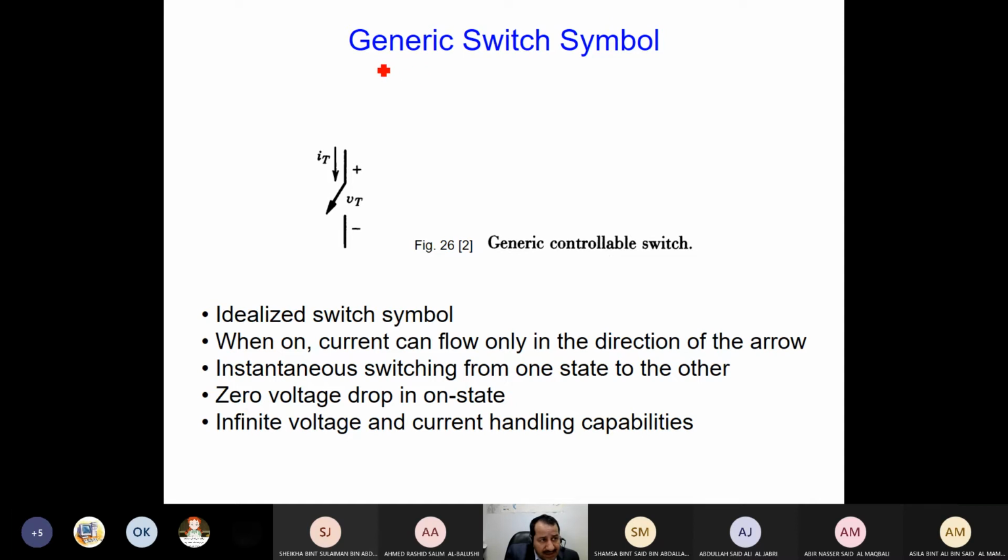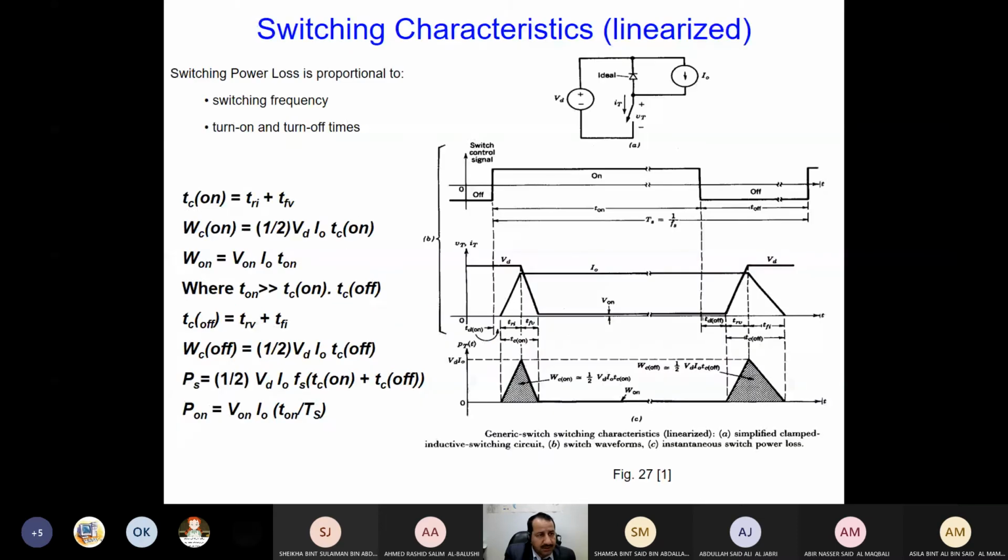Generic switch, I put it as a name, generic switch, because it contains BJT transistor, field effect transistor, MOSFET, insulated gate bipolar transistor, gate turn-off thyristors, different types of semiconductor switches. These can be controlled. We represent it simply as a switch.